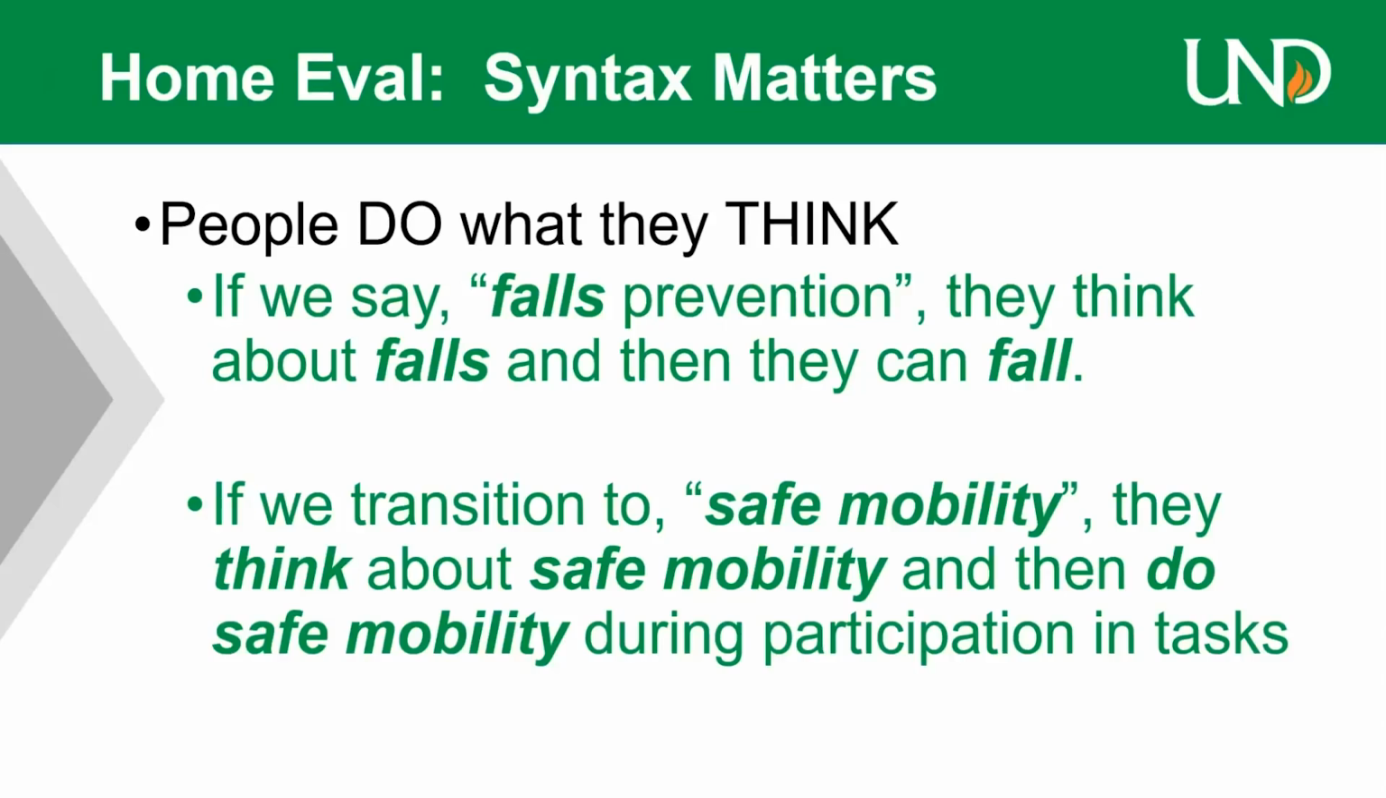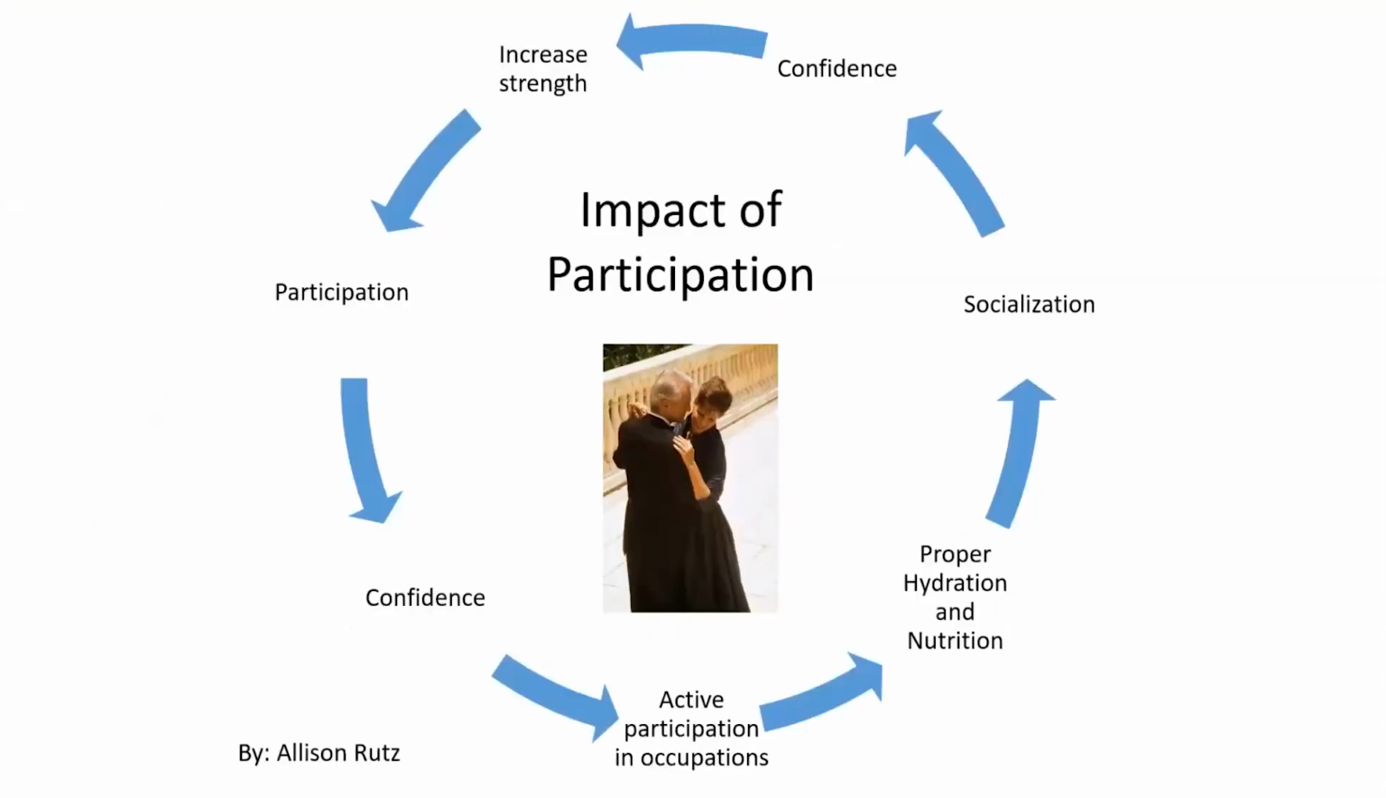It's like shooting a basket. If you think you're going to miss, you actually will miss. If you think you're going to make it and are focusing on making it, then you get it. So if we transition quickly when talking to older adults to safe mobility, then they think about safe mobility and then they do safe mobility. And I have seen a decrease in falls when I use safe mobility more often. But that's anecdotal. There's no research. I couldn't find it.